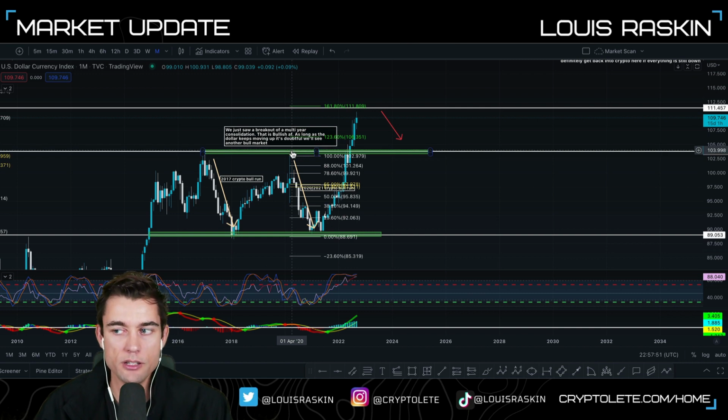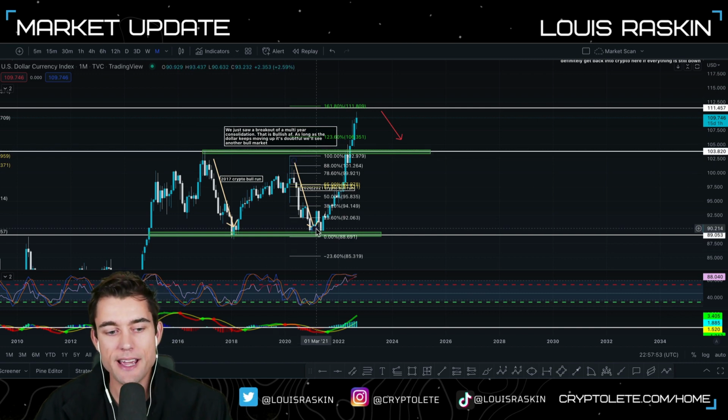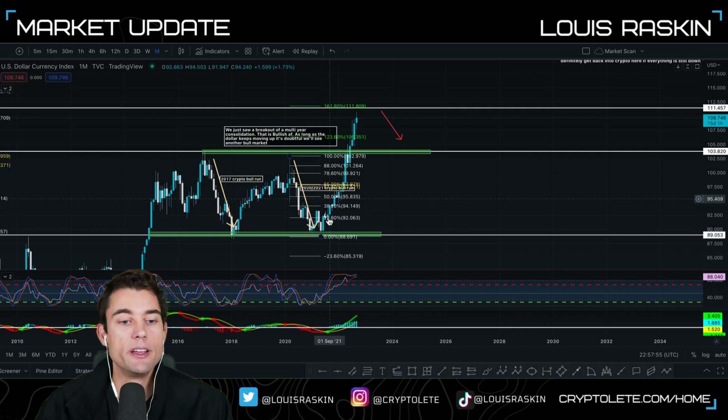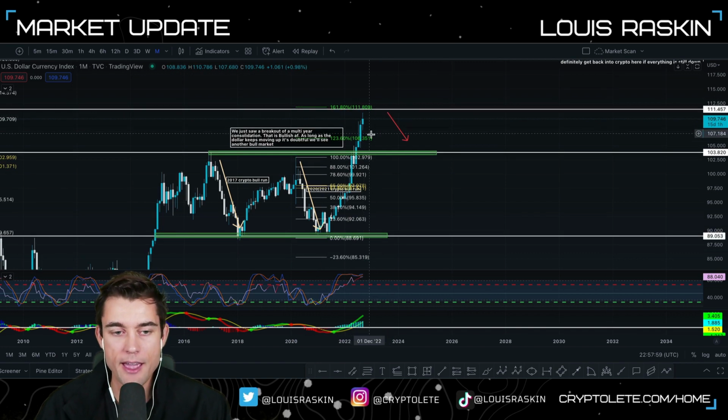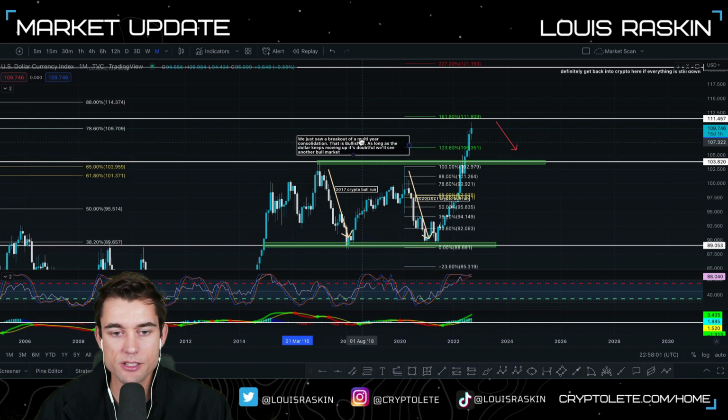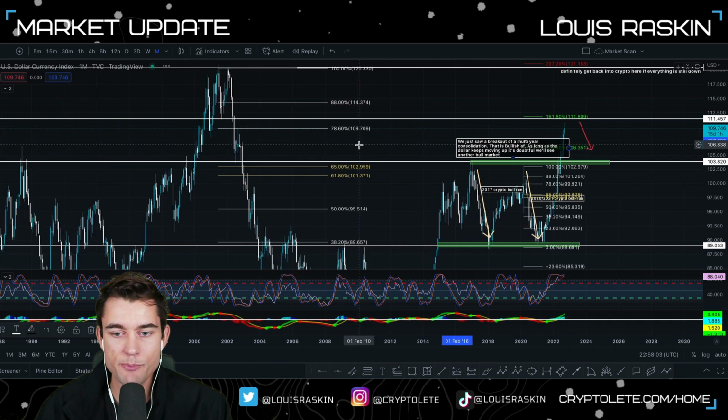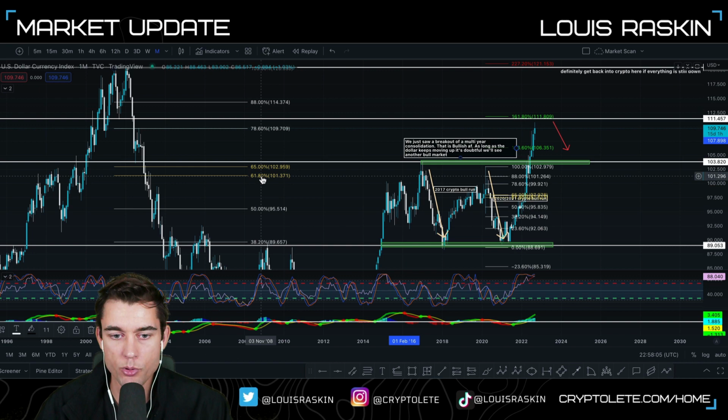2020 and 2021 bull run, the dollar went down, crypto surged. Now the dollar is strong as hell, as strong as ever, and crypto is just taking a huge dump. So what do you expect, right? And this was the 61.8. This was the breakout of the 61.8 golden ratio plus the big resistance area.